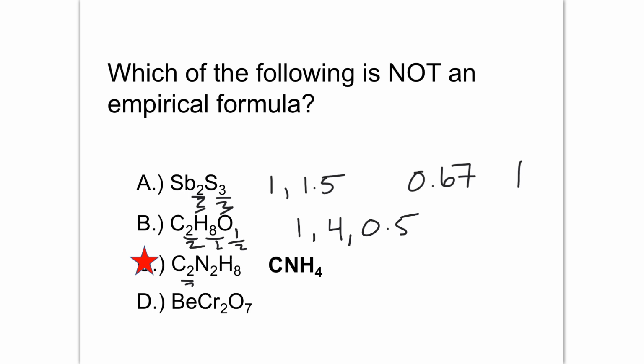This one, everything can be divided by 2 to get this. And the last one, again, we have a 1 there. So by definition, if you already have a 1, then the empirical formula is already listed. It could also be the molecular formula, but I'm asking you here specifically if it's an empirical formula.